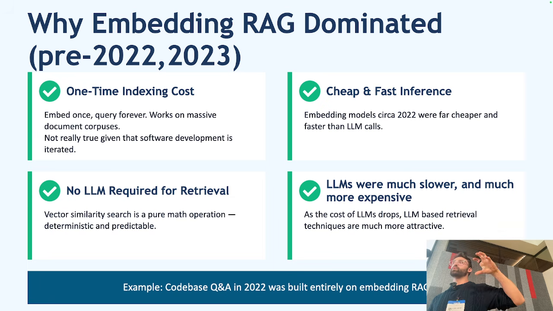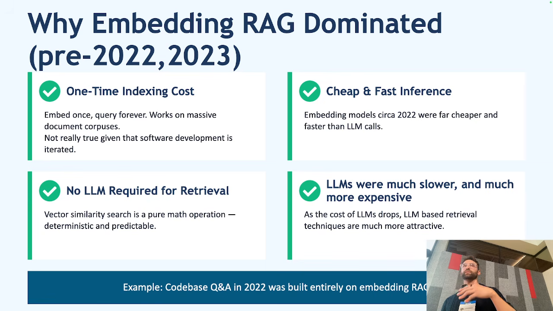That basically, in 2022, was so astronomically different. It was so much more expensive to do a large language model query that you just wouldn't even consider using large language models as part of the retrieval system. That calculus has completely changed, and that has opened up the doors for the next two methods that I'm going to talk about. But to illustrate this, the best example of a system that has completely changed its tune, that used to be completely embedding based and now is not, would be code-based question answering.